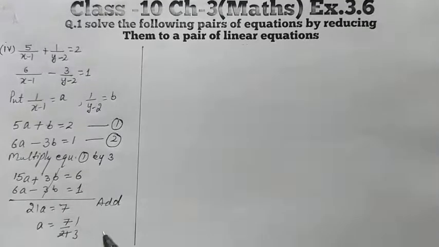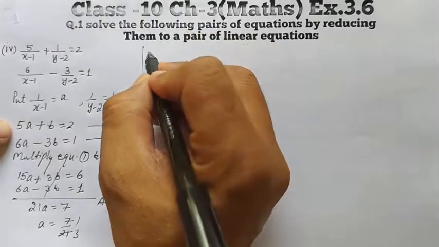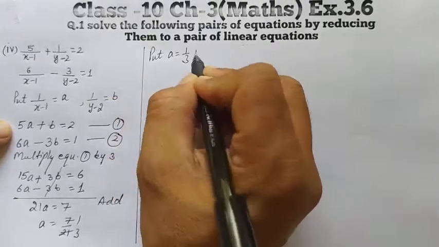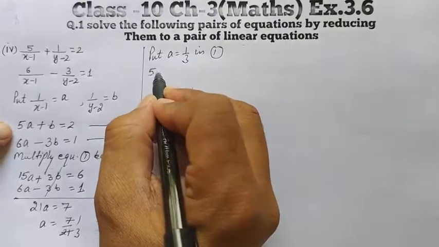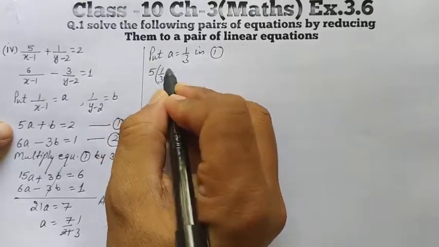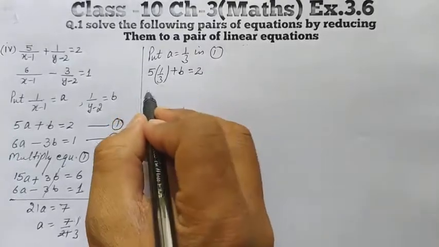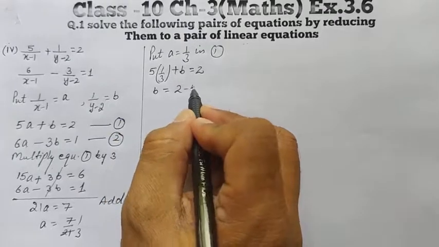Now we'll put the value of a as 1 by 3 in any one of the equations. So let's put it in equation 1. Put a is equal to 1 by 3 in equation 1. So 5a, a is 1 by 3. So 5 into 1 by 3 plus b is equal to 2. So it becomes 5 over 3. So b is equal to 2 minus 5 over 3, as it goes to the right hand side.